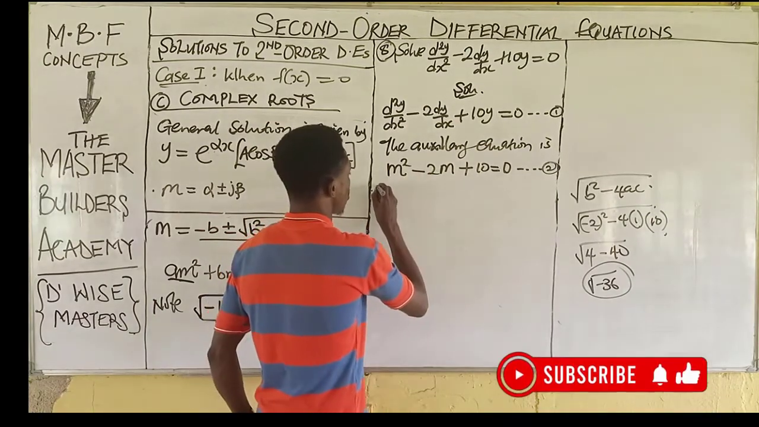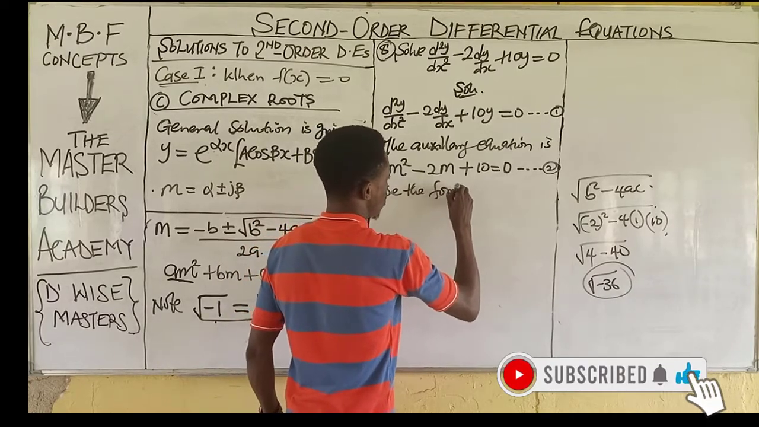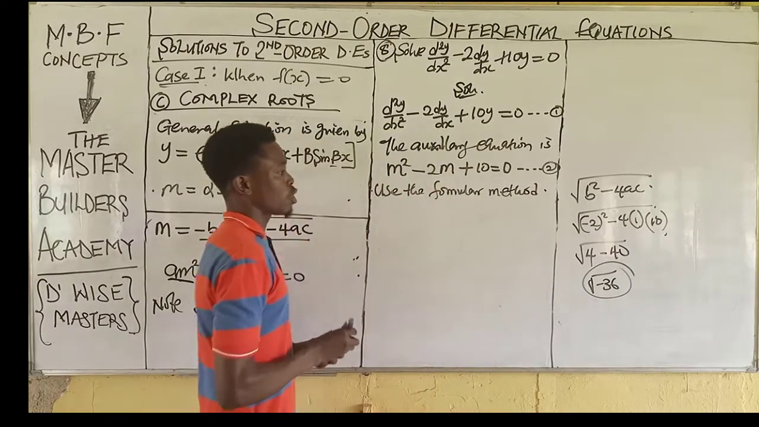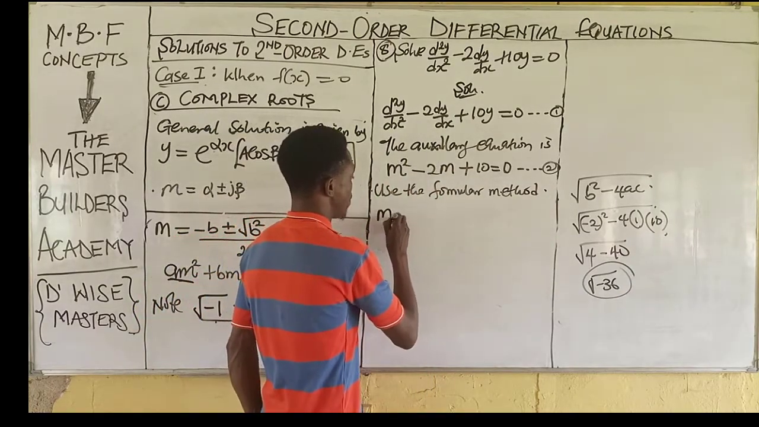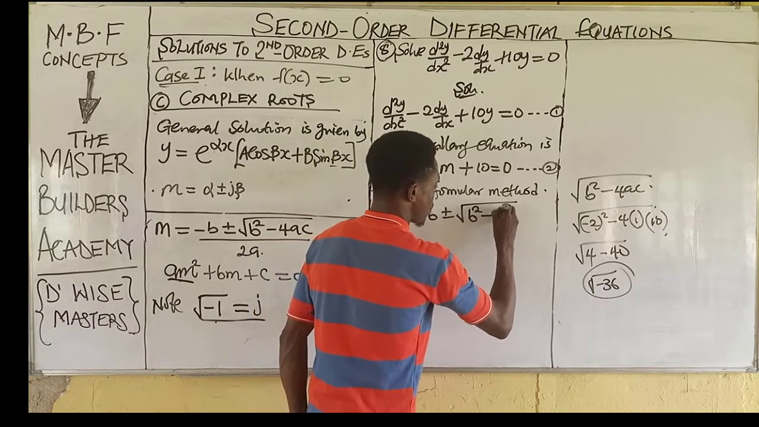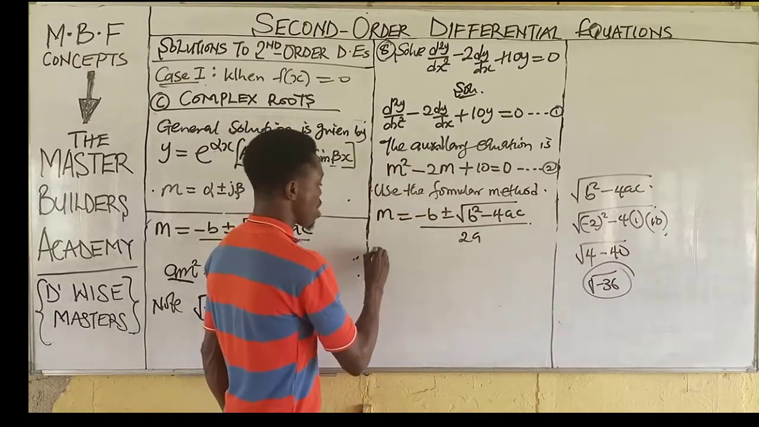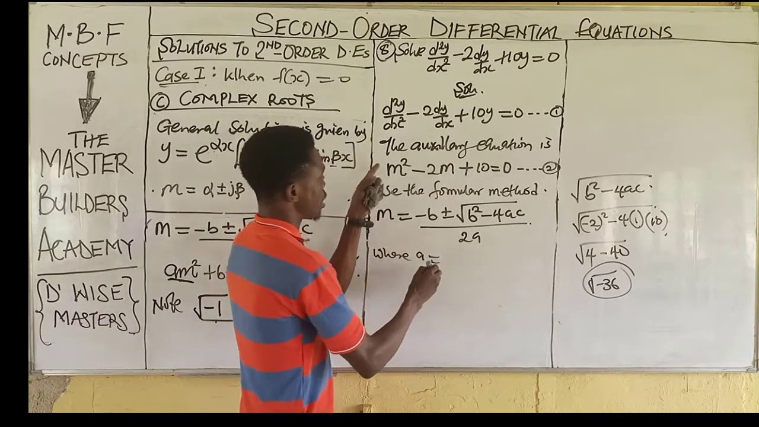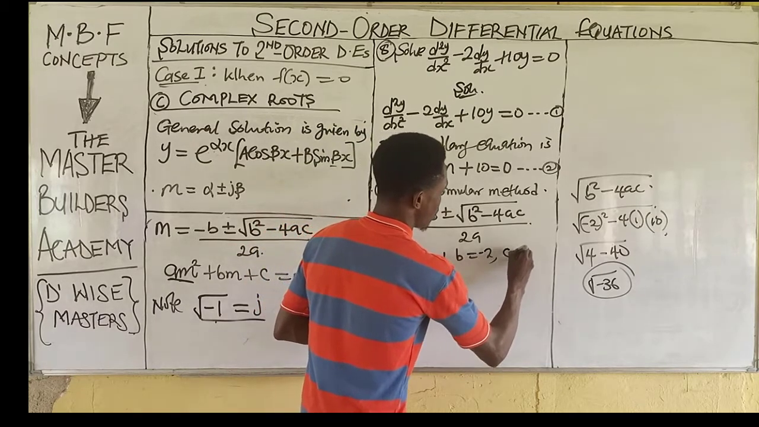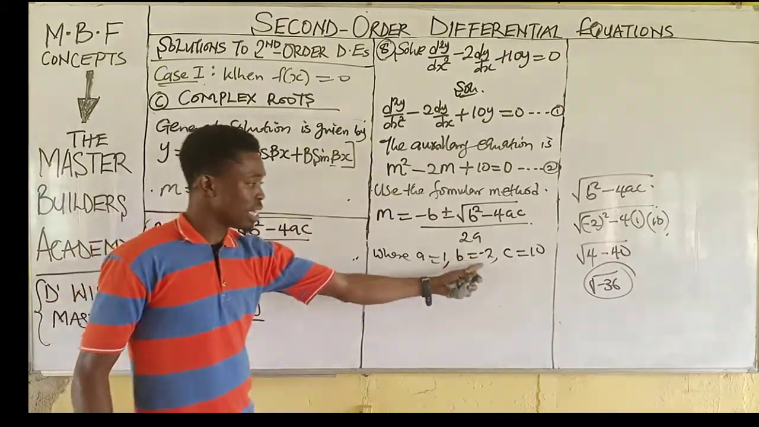So now we are quickly going to use the formula method of quadratic equation, which says that m is equal to minus b plus or minus square root of b squared minus 4ac, all over 2a. Now where a is the coefficient of m squared, which is 1, b is the coefficient of m, which is minus 2, and c is equal to 10. It's as simple as that. So don't forget that b is minus 2.